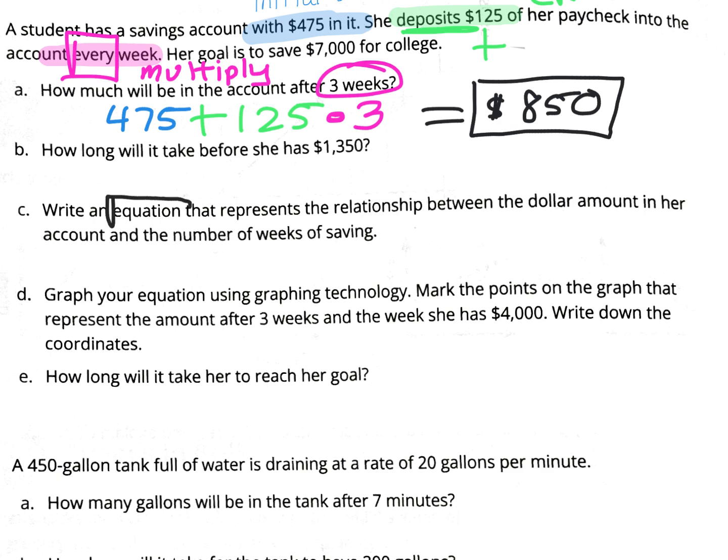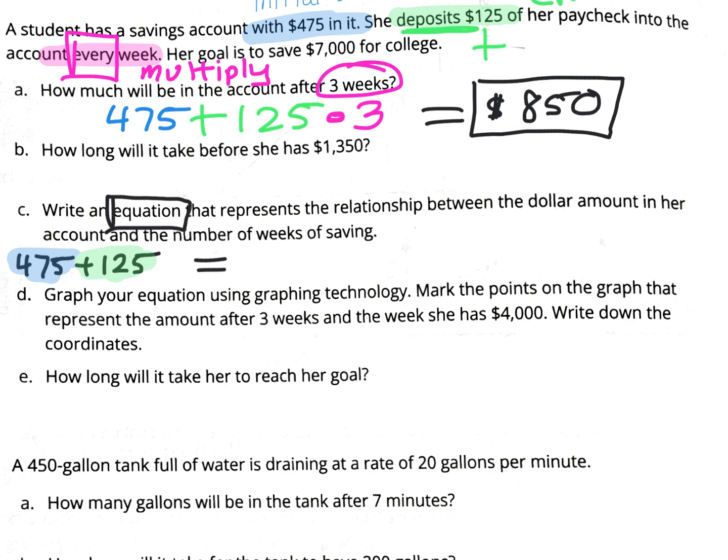So because this is an equation, that means we're going to use an equal sign. And it's asking us to represent the relationship above. So that's going to be 475 plus 125. Where did I get that 475 and that 125 from? Remember, this is my initial value plus 125 is my rate of change. And we need to multiply it by the number of weeks.